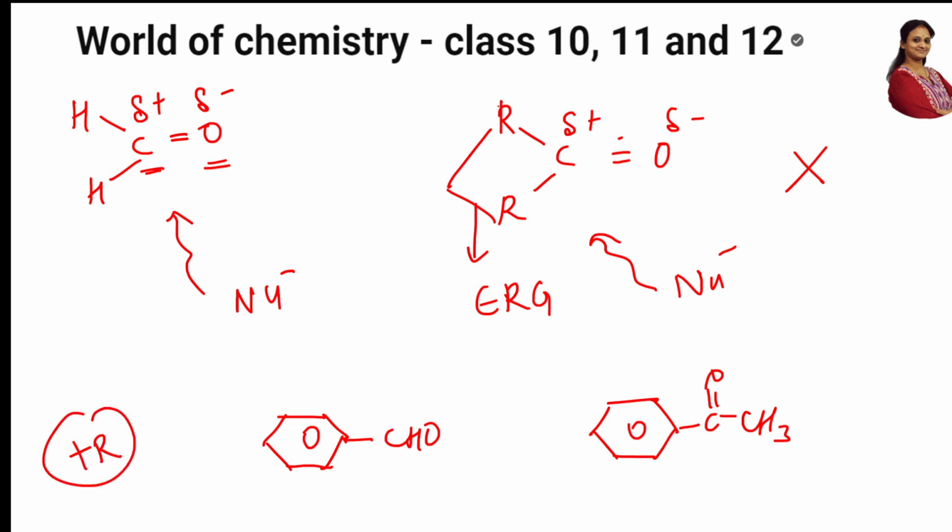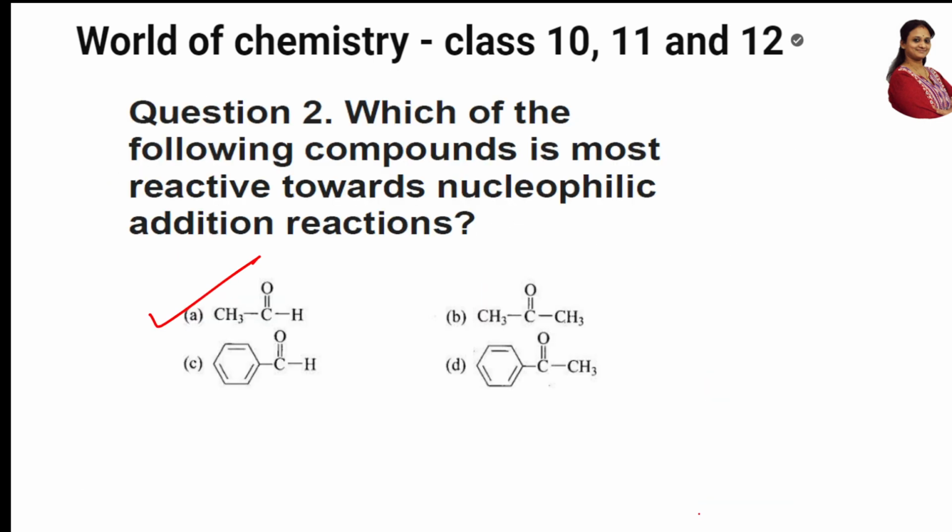So plus R effect, what will it do? Because benzene exhibits plus R effect, it will reduce the nucleophilic addition reactions. Reason: in benzaldehyde and acetophenone, the plus R group is already there. The electrons are rotating and rotating. Where will the nucleophile come and attack? So because of the plus R effect, nucleophilic addition reactions in benzaldehyde and acetophenone reduce. So which is the correct group, students? This is also ruled out. This is also ruled out. The correct option is the first.